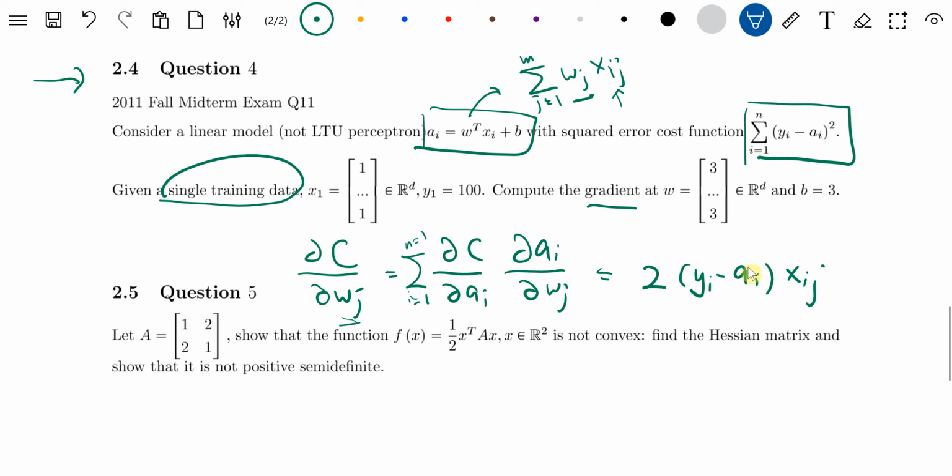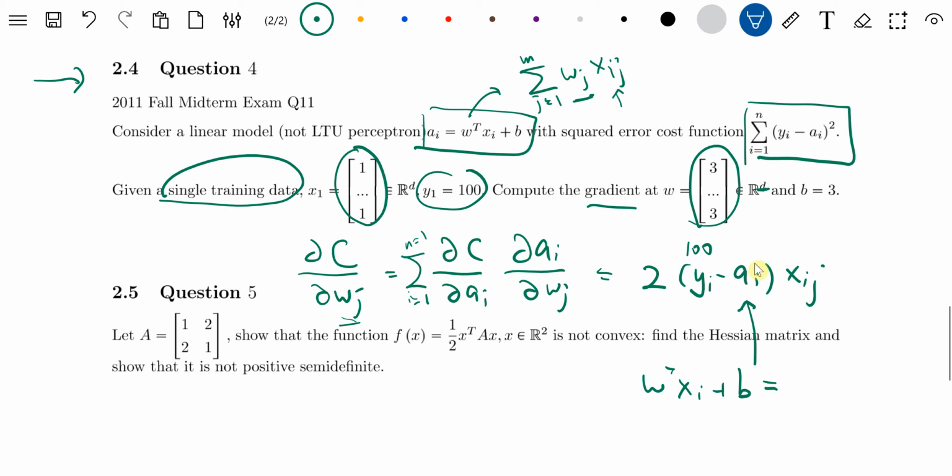So what's next? Oh, we need to calculate a. We have y already, so y is just 100. And we need to compute ai. Ai is just w transpose xi plus b, which is, we know w, we know x, and m is equal to d.